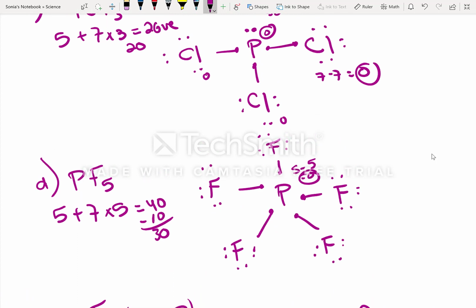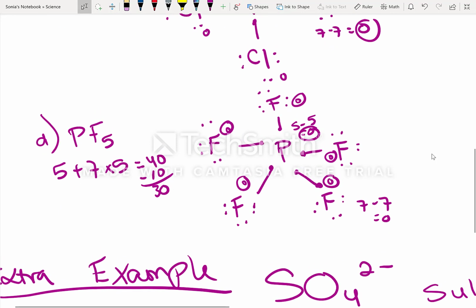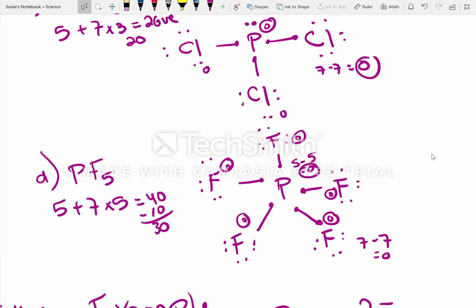And now we can do a fluorine. Fluorine came in with 7, and it now has 1, 2, 3, 4, 5, 6, 7. 7 minus 7 equals 0, and now we know that our formal charge for fluorine is also 0. And the rest are going to be the same because, like I said before, they're bonded the same exact way, so there's no reason to do it again. They're all going to have the same formal charge. So this one's also a great molecule.